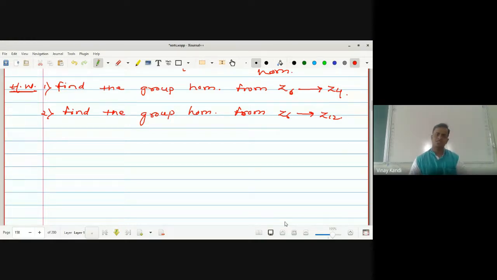Okay, now how do I find the shortcut? If the question asks to find the group homomorphism from Z6 to Z12, options like 1, 2, 3, 4 will come. Find the GCD of 6 and 12, which is equal to 6. What is the possible order of the elements in Z12?